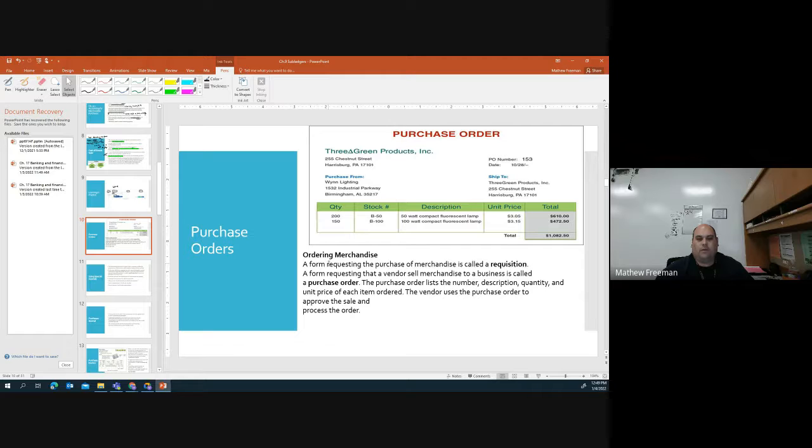Ordering merchandise. A form requesting the purchase of merchandise is called a requisition. A form requesting that a vendor sell merchandise to a business is called a purchase order.